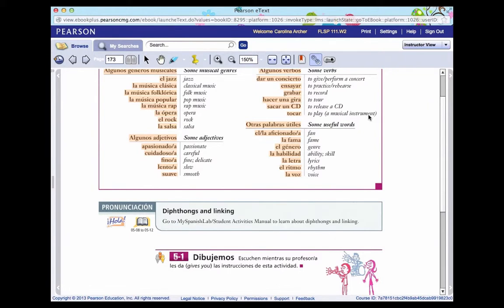Remember in the last chapter we learned the verb jugar, which also means to play, but in that case it means to play games or sports. When we talk about instruments, we use the verb tocar, okay?